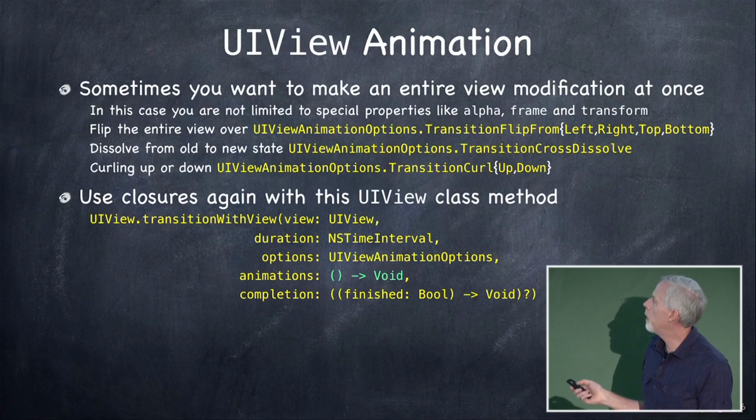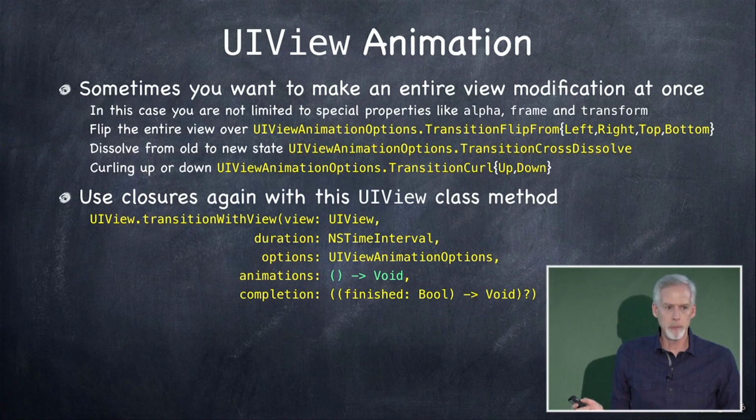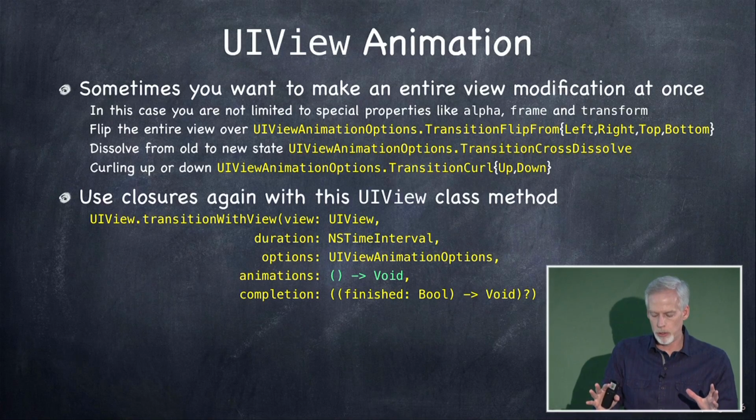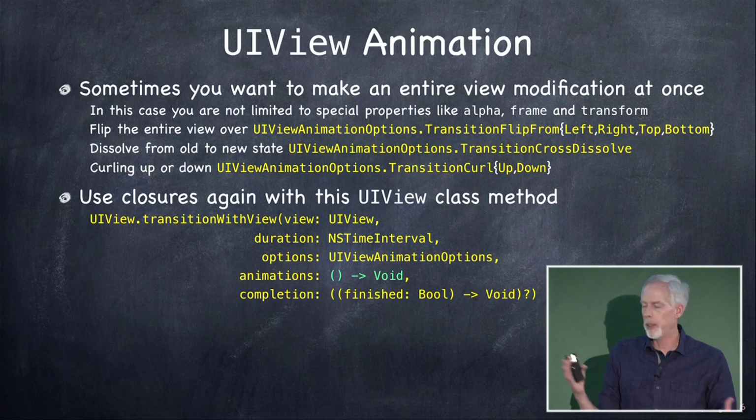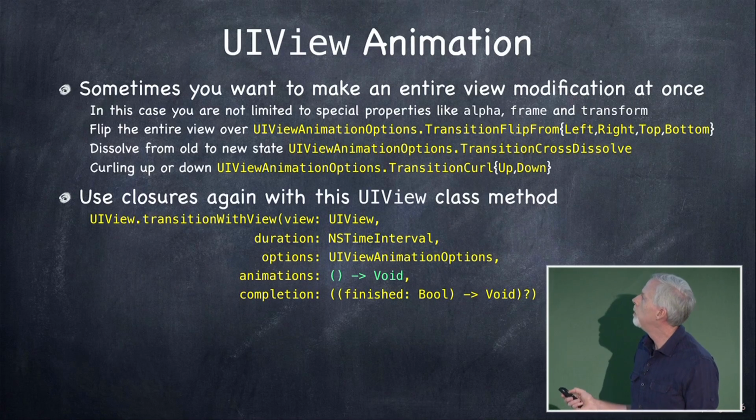You do this with another UIView class method called transition with view. Okay, you specify the view, like a playing card view or whatever. So this is the view that's changing. And then this is the duration of the animation, just like we had the duration on the previous one, how long it's going to take for the card to flip over or whatever. More options, the same options as before.